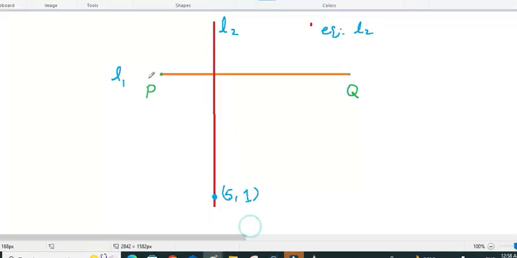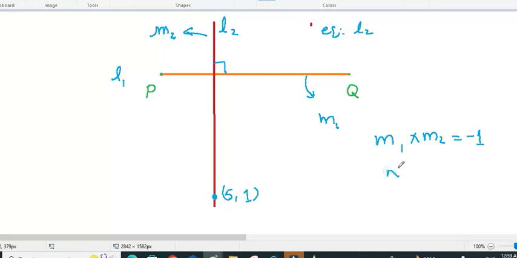As you know that the line PQ and the required line are perpendicular to each other, so the slope of PQ, if I call it M1, and the slope of L2, let me call it M2, they have a relationship between them, that is M1 multiplied by M2 is equal to -1, or it means that the slope of this line and the slope of this line are negative reciprocal of each other, okay. It's a negative reciprocal of each other.